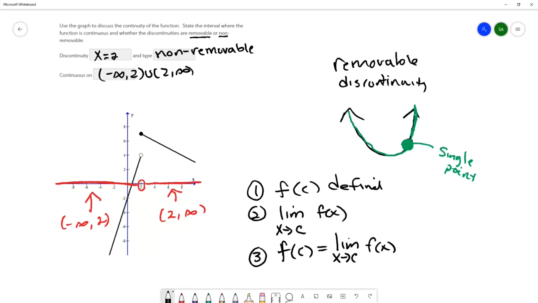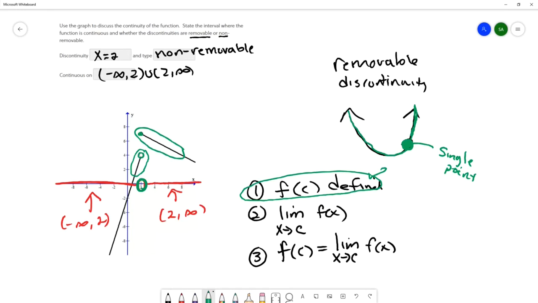So on this example here, where we have a discontinuity at 2, we can see if there's one-sided continuity. And so on this side, because of that open circle, f of c is not defined. So it doesn't meet the criteria. But on the other side, because of the filled-in dot, f of c is defined.